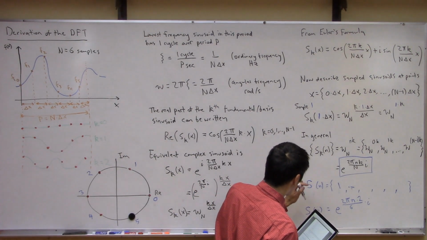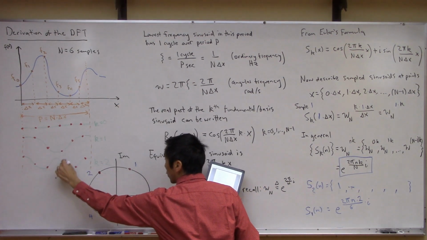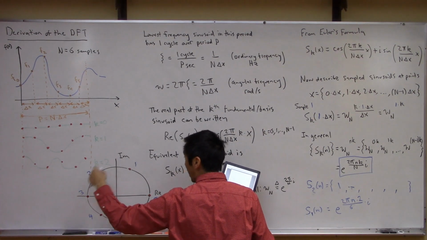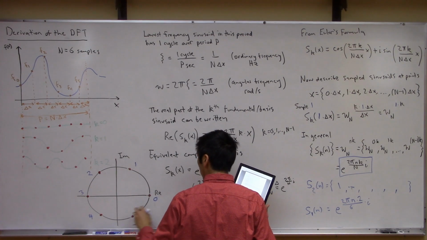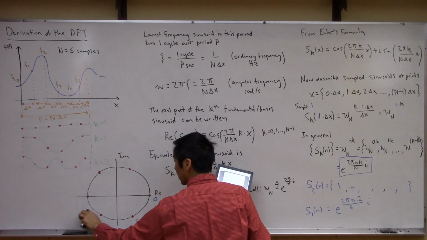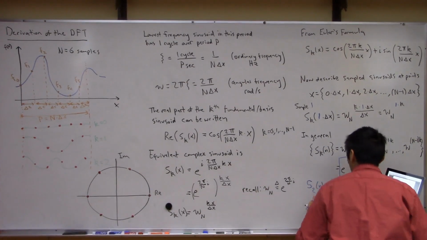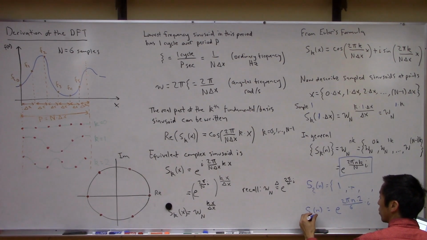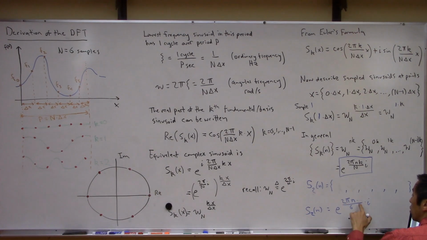Let's go ahead and get the S2. So now we're looking at this sinusoid, which actually seems to go around this unit circle faster. It makes 2 revolutions in 1 period. So again, let's reset the picture, reset everything. We're getting the S2, delete all this stuff. So now k is equal to 2.